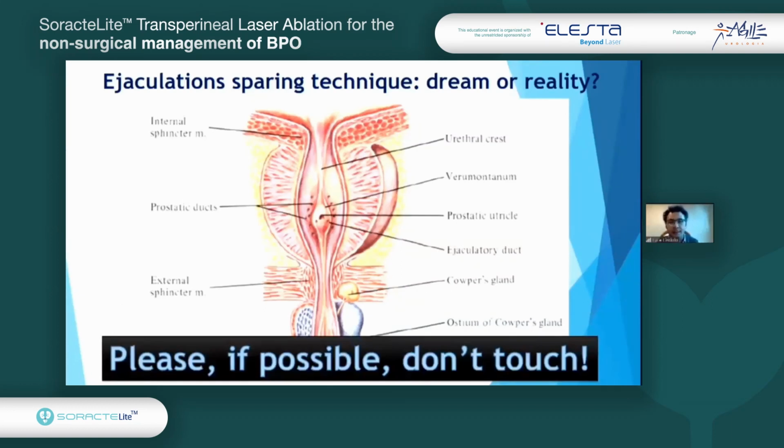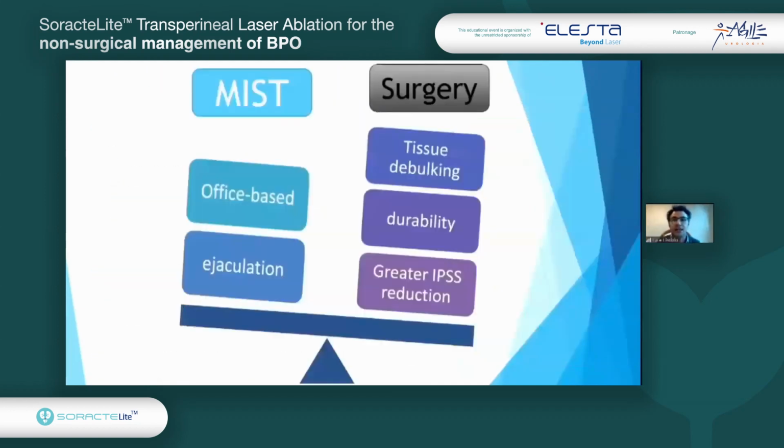Okay, we can spare some tissue, we can touch the bladder neck, we can spare the ejaculatory duct, but if possible, because we don't know exactly where they are and how they work, please, if possible, don't touch it. This is the only real way to avoid maneuvering on and impacting this structure: to be honest, the laser or the embolization.